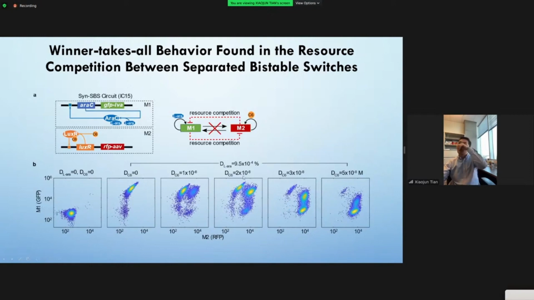And to further confirm this winner-takes-all behavior, we remove the link between the 2 modules. Now we have 2 separate bistable switches. The only link between them is resource competition. Now we fix the dose for the first module. We change the inducer dose C6 for the second module. And we can see here the cell changes from no color to module 1 activated. But if we increase the C6, the cell changes from module 1 activation to co-activation. And if the C6 is too large, we could see the winner-takes-all, right? So this winner-takes-all behavior is verified.